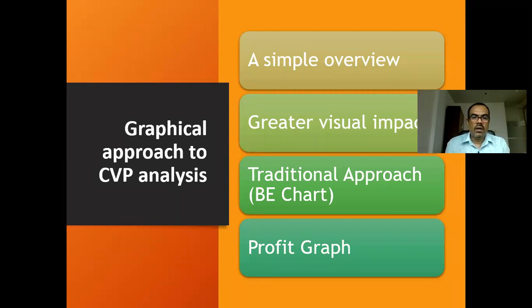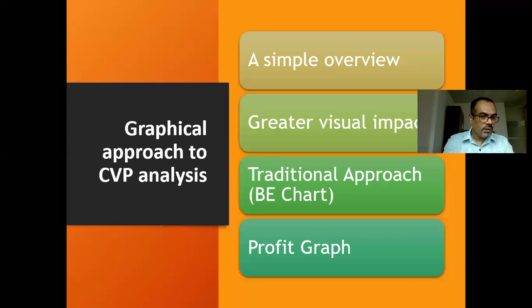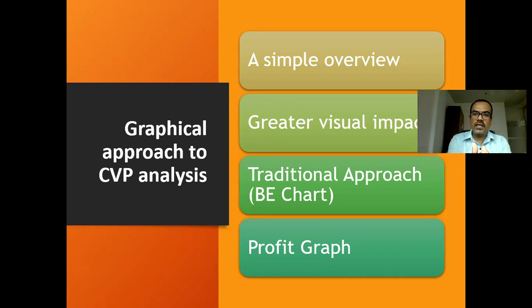We borrow mathematics, that is the equations, because equations can be shown in graphs. Better recall what you learned in your ordinary level mathematics in drawing graphs. The same knowledge is used. Instead of x and y, we give specific names for them. So the graphical approach is a very simple overview of CVP analysis.